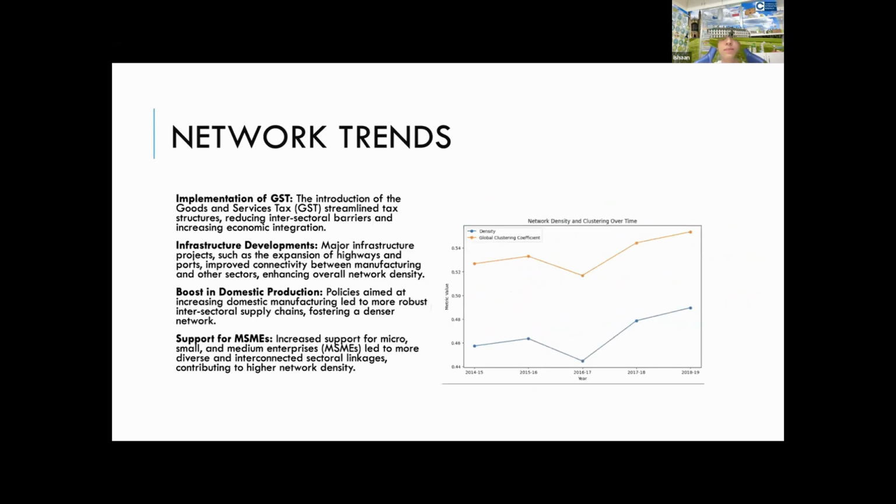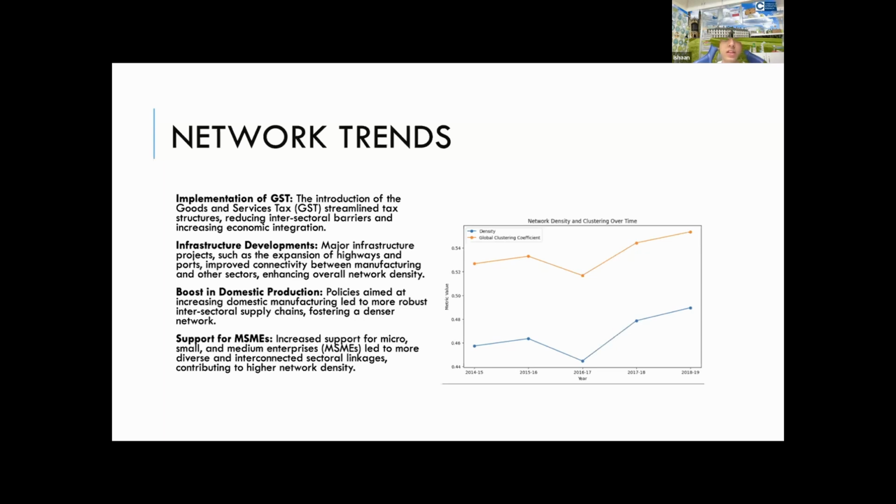Then network trends. This is the network density throughout the 5 years. As you can see, there is a net increase in the network density throughout the 5 years, along with the global clustering coefficient. However, there is a dip in 2016 and 17, which we will come to later. The network trends have shown a gradual increase due to the implementation of GST.